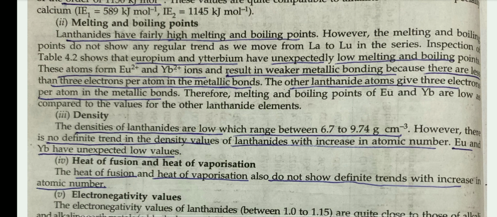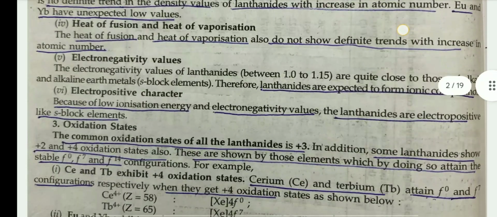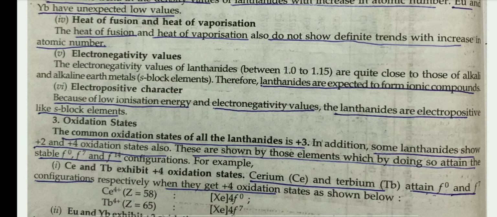Density. The densities of lanthanoids are low, which range between 6.7 to 9.74 gram centimeter cube inverse. However, there is no definite trend in the density value of lanthanoids with increase in atomic number. Eu and Yb have unexpectedly low values. High heat of fusion and heat of vaporization. The heat of fusion and heat of vaporization also do not show definite trends with increase in atomic number.